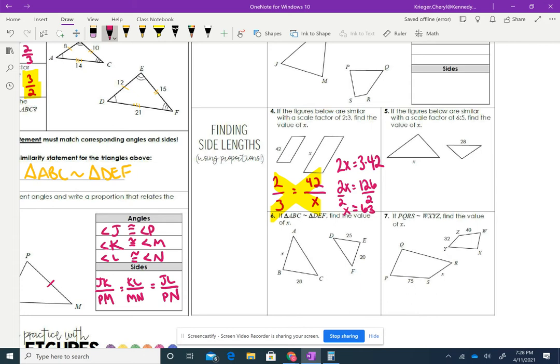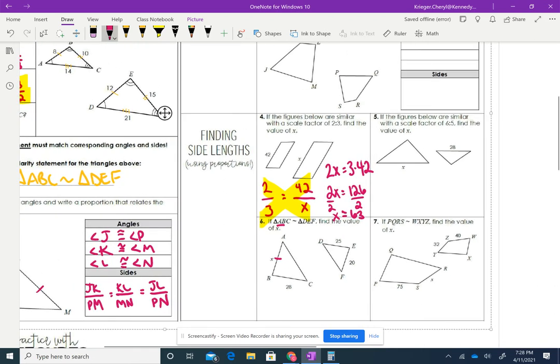Let's try to do number 6. So if ABC is similar to DEF, find the value of x. Okay, so they don't give us a scale factor here, but they do give us 2 sets of sides. So AB corresponds to what? Well, AB is the first 2 in the similarity statement, so it corresponds to DE. So x corresponds with the 25, and that means BC corresponds with EF.